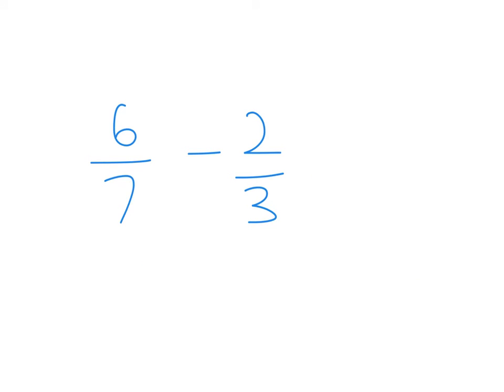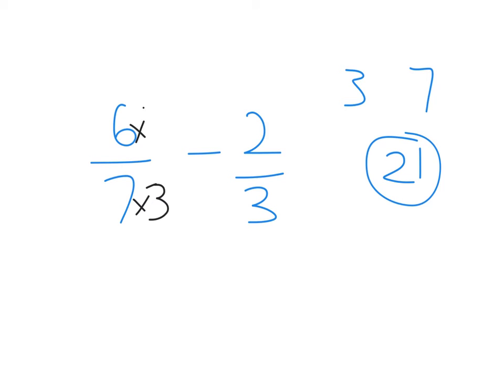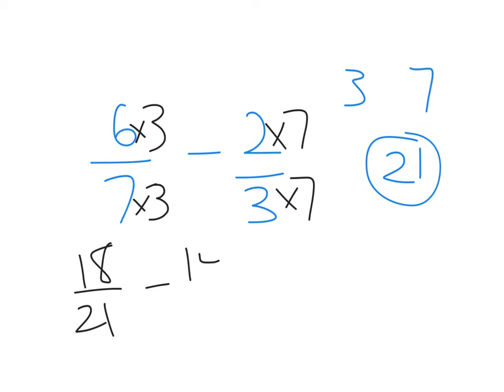So in this case here, I have 6/7 minus 2/3. So I'm going to try to figure out the least common multiple. Well, 7 and 3 are both prime, so I'm just going to multiply them to end up with the least common multiple, and that's going to be 21. So how do I change 7 into 21? I multiply it by 3. So I've got to multiply the top by 3 so that they're equivalent fractions. How do I change 3 into 21? Multiply by 7, multiply by 7. So I'm going to end up with 18 over 21 minus 14 over 21. That's going to equal 4 over 21.